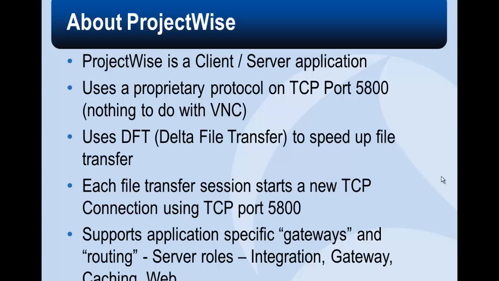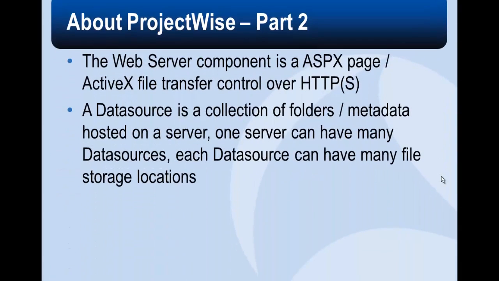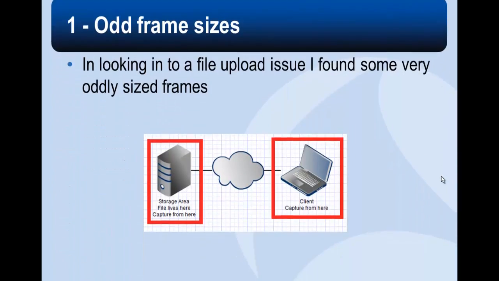This is kind of where the data lives. A gateway server does gateway functions. A caching server does file transfer stuff, and a web server does web stuff. We do have a web server component. It is an ASPX page based application, and uses ActiveX for file transfer. A data source is something that will come up a little bit in the captures today, and it is basically a collection of folders and metadata hosted on a server. One server can have multiple data sources, each data source can have many files, etc.